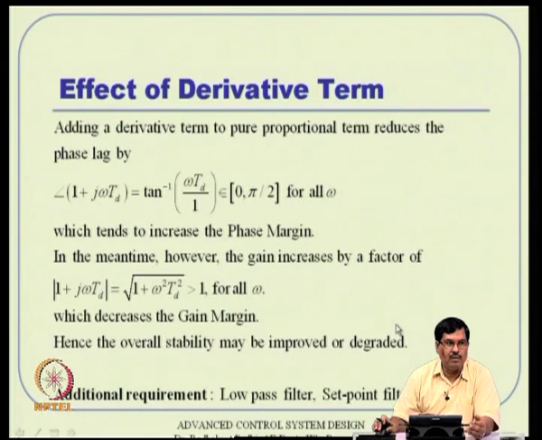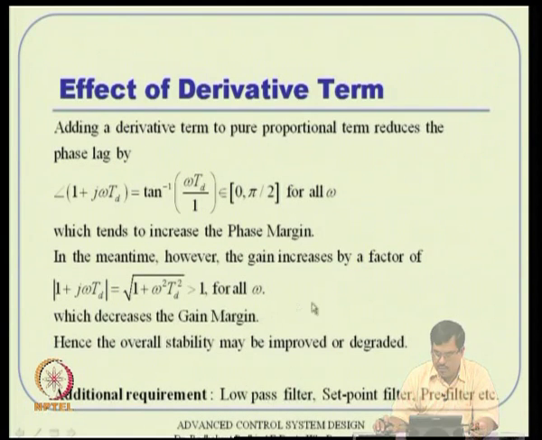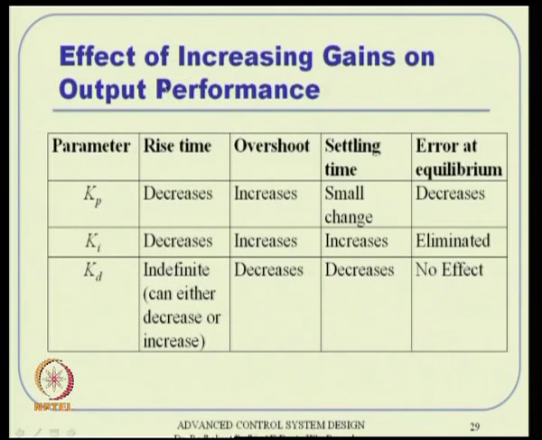So, by having a derivative term, whether you are losing robustness cannot be told unless you know these values a priori, the TD values and all, then you can say that. Okay, the additional requirements for a low pass filter: whenever there is a D block in the PID control, you talk about a low pass filter, set point filter, pre filter, etc. Now, you can summarize this. How do you tune up these values? That is the next question. So, how do you tune?